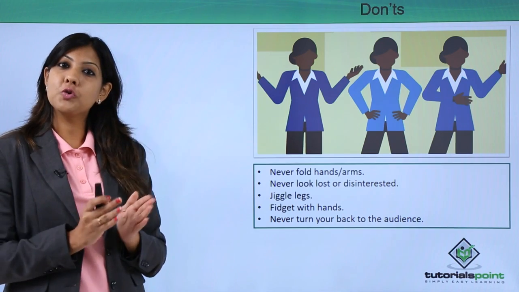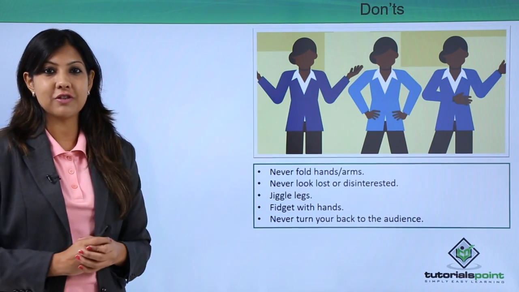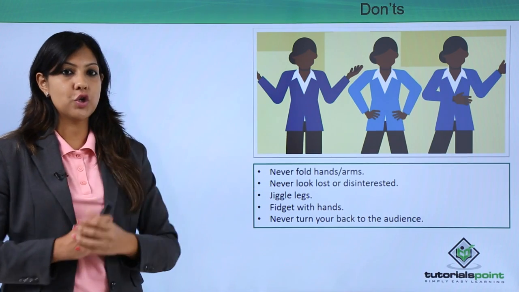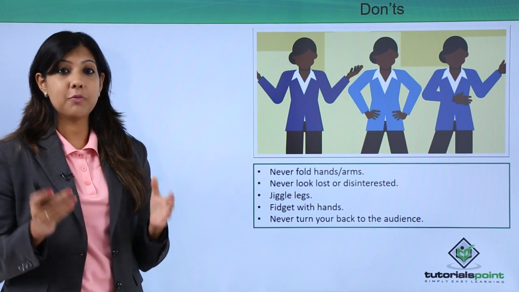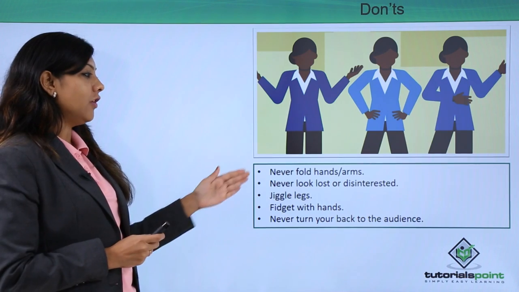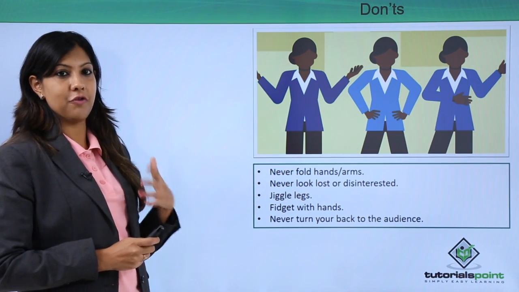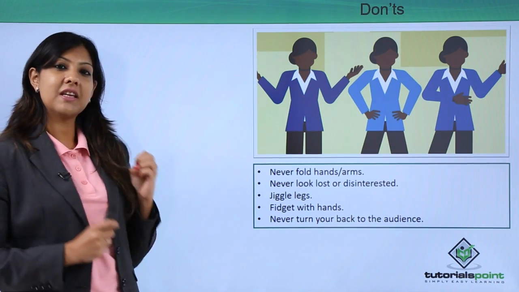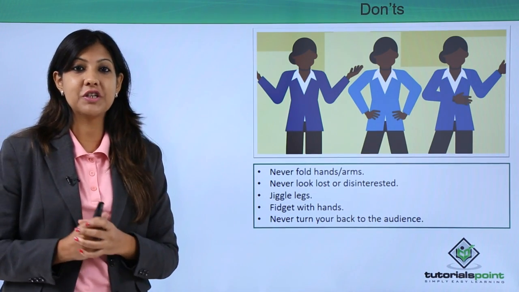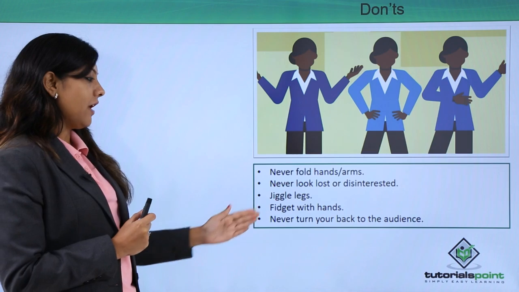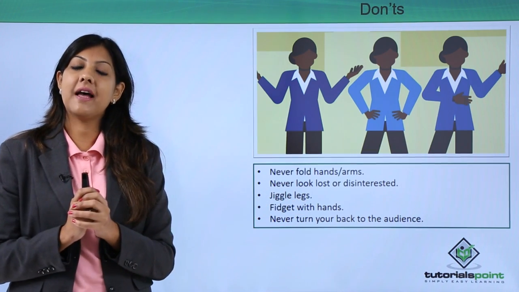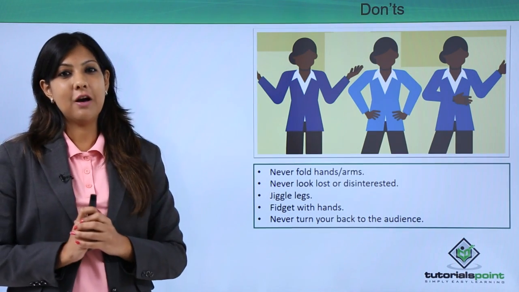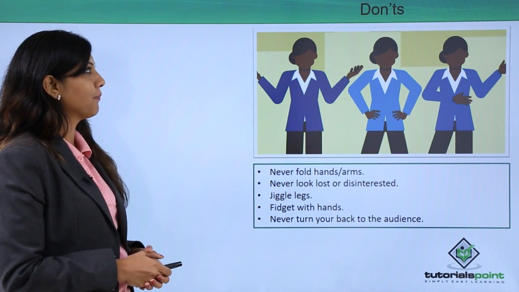Certain things that you should not do while trying to portray positive body language: do not always fold your arms in front of you. Never keep your hands in your pockets. Never look lost or disinterested through your facial expression. Never jiggle or shake the legs. Do not fidget with the hands because it shows that you're nervous or anxious. Never ever turn your back to the audience, that's again a sign of negative body language and not something that I would want you all to ever practice.